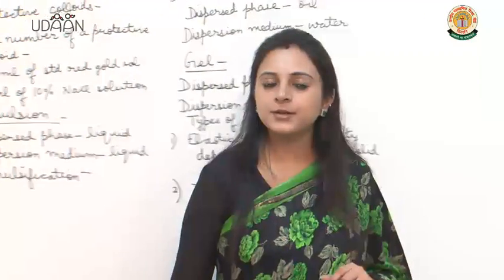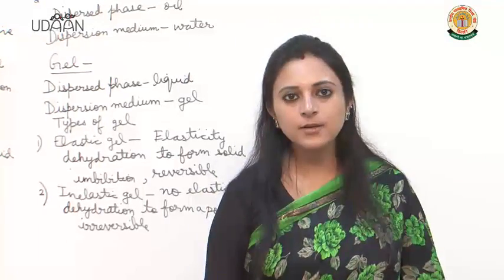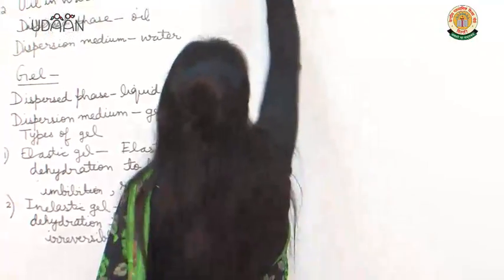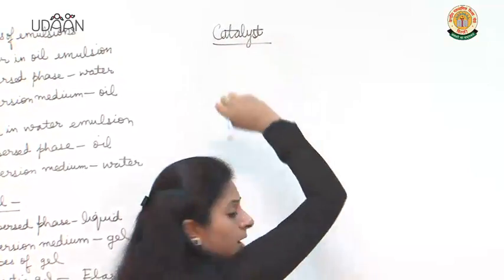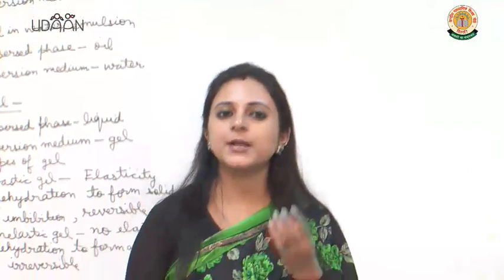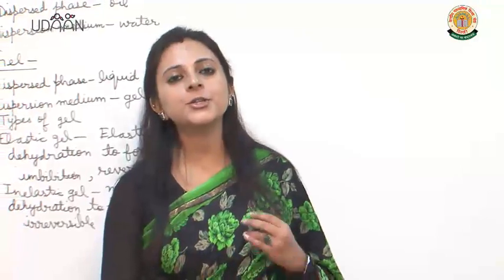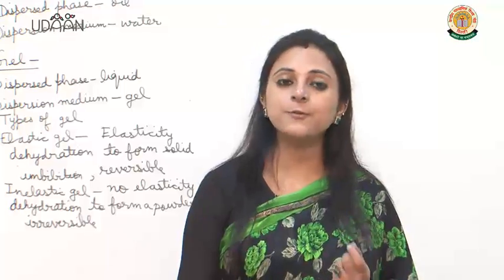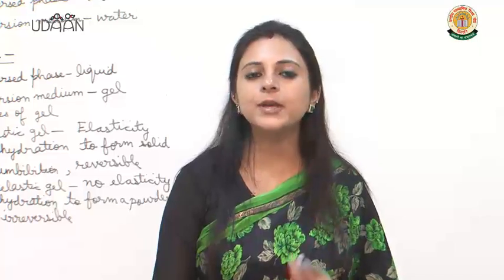Now let us understand what is a catalyst and what is catalysis, what is a positive catalyst, what is a negative catalyst. Catalyst you have heard many times. What is a catalyst? It is a substance which is added to a chemical reaction in order to increase the rate of reaction. And how does this catalyst work? It actually lowers the activation energy of the reaction. So the reaction follows a different path, and that is how the reaction gets speeded up.